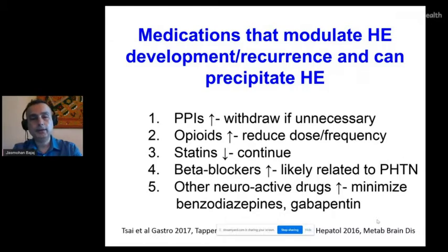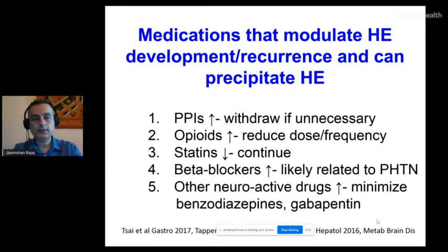So PPIs increase the risk. Withdraw if it is unnecessary. Do not get me wrong, PPIs are incredibly useful drugs. They've revolutionized the way we actually treat acid peptic disorders. But many of our patients are on PPIs for unnecessary reasons. Clearly, if they are on for something that is not needed, stop it. Opioids.